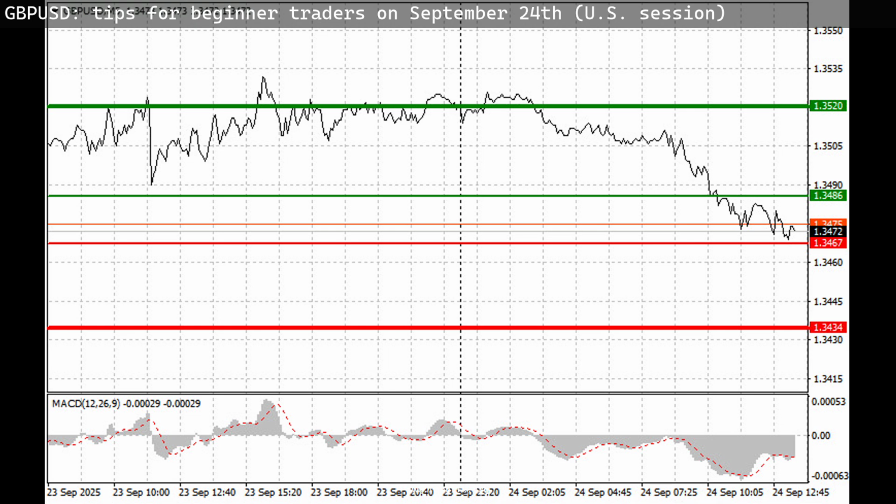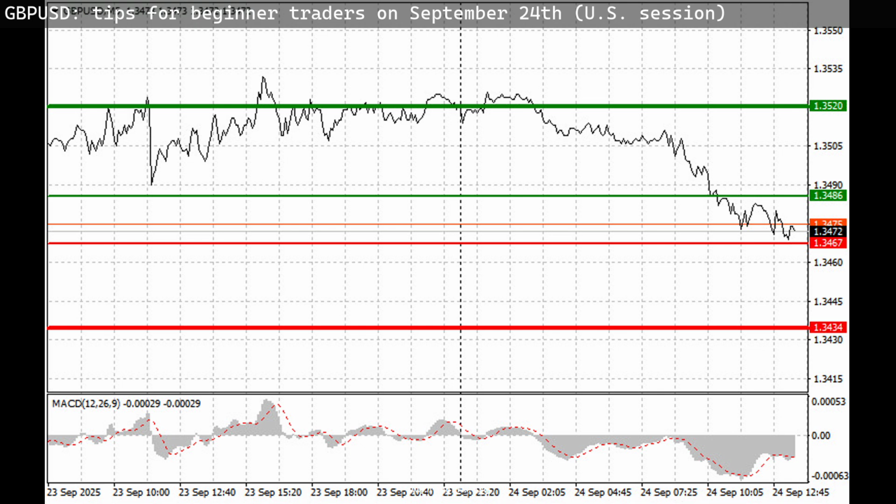As for intraday strategy, I will rely mainly on scenarios No. 1 and No. 2. Buy signal, scenario No. 1: Today, I plan to buy the pound at an entry point around 1.3486, the green line on the chart, targeting 1.3520, the thicker green line on the chart.